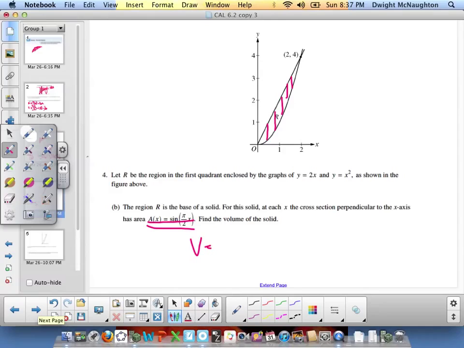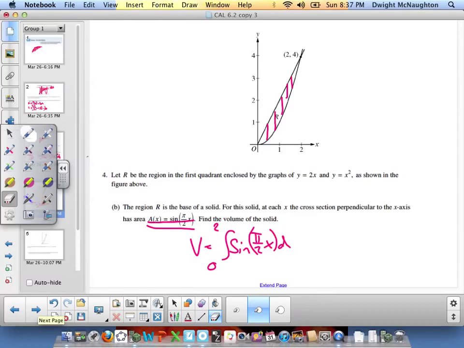So the volume will be the integral of the areas from 0 to 2 of sine of pi over 2 x squared. Oh no, that is the area, so we don't need to square it. With respect to x. Does it say find it or just set it up? It says find it, so we need to integrate it.